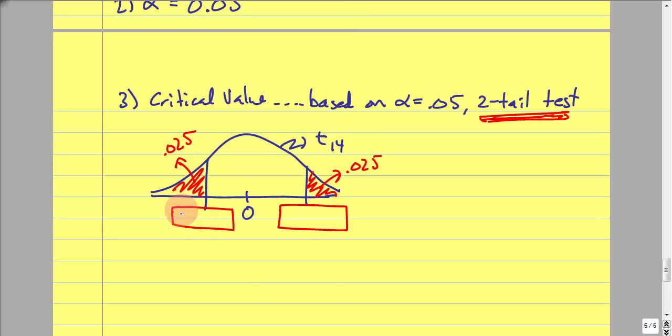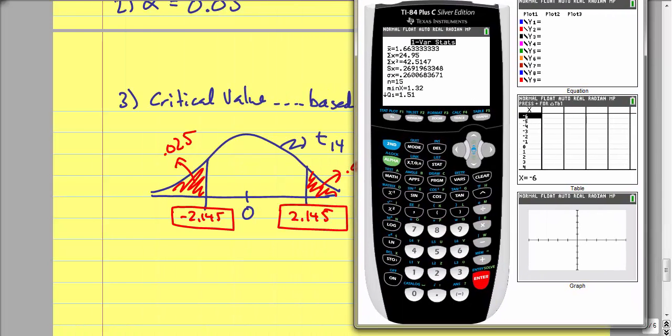So it'd be negative 2.145 or a positive 2.145. Now you can also use your calculator if you have the inverse t, or if you programmed it in. It'd be second DISTR, inverse t. If you programmed it in, it would be under your program button. So the area here would be 0.025.